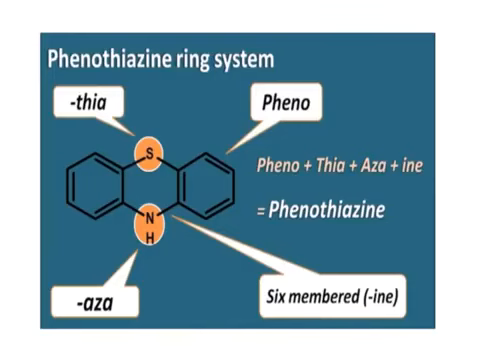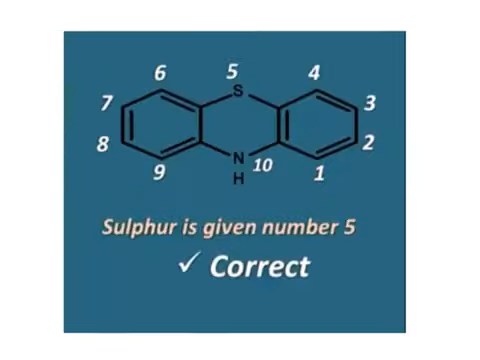Okay, so this is the structure of the phenothiazine ring. This is the phenol group. Thiazine: thia means sulfur, aza means nitrogen, and finally the ine, which is the six-membered ring. Together this ring system is called the phenothiazine ring system.